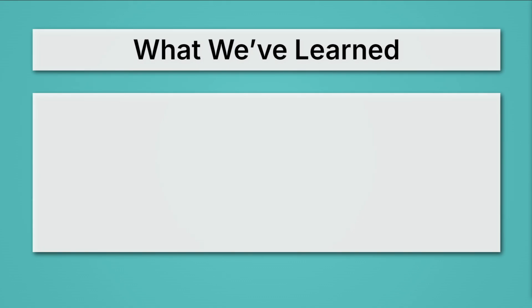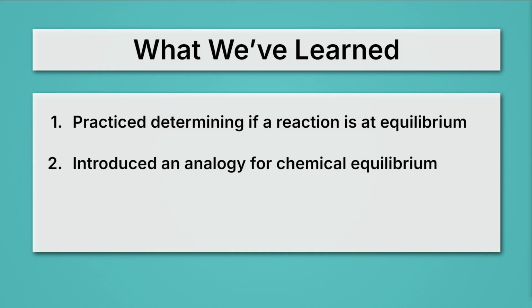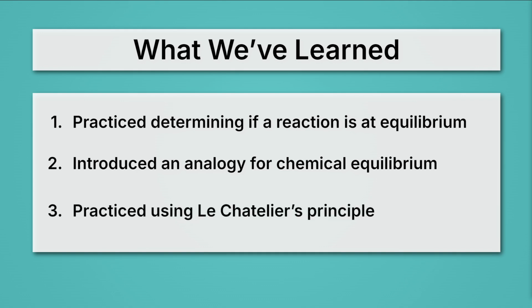Let's review what we've learned. First, we practiced determining if a reaction is at equilibrium. We talked about how you must calculate Q, the reaction quotient, and compare that to K, which is like the finish line of our chemical reaction. Then we introduced an analogy for chemical equilibrium. We said equilibrium was like the finish line, and Q is like where we're actually standing in the race. Lastly, we practiced using Le Chatelier's principle with this race analogy.